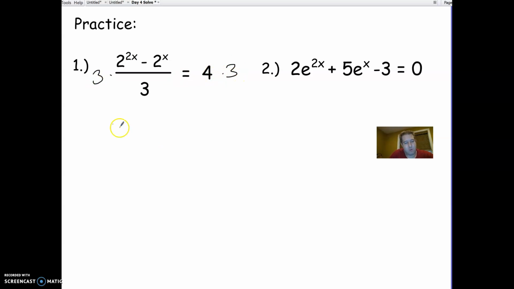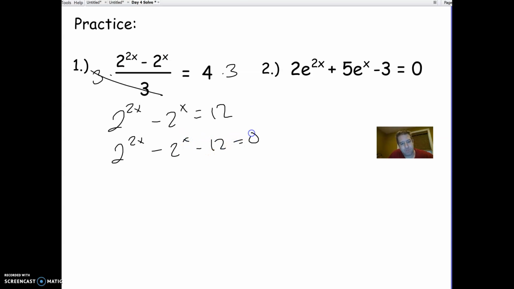So the first thing I'm going to do is multiply both sides by 3. So that gives me 2 to the 2x minus 2 to the x equals 12. Then I'm going to set my equation equal to 0. And then I'm going to substitute. So I'm going to change 2 to the x with a. And you can use any letter that you want. So I'm going to say a squared minus a minus 12 equals 0.